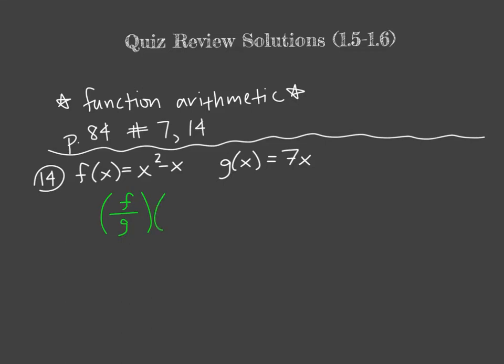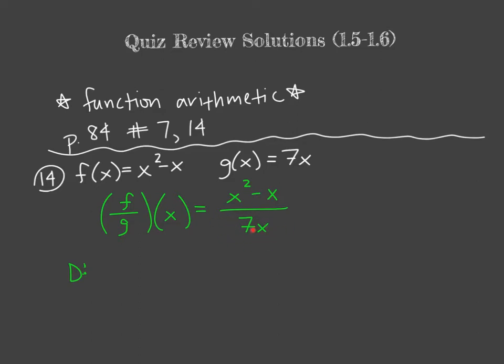Okay, lastly, I'm going to do division. And division is just a fraction, so we'll write in our numerator x squared minus x all over 7x. Now, we can simplify this, but before we do that, I want to look at what the domain is. If we look at our denominator, we see that we have an x in it, so we do have a potential restriction on our domain, meaning I cannot let this denominator be 0.